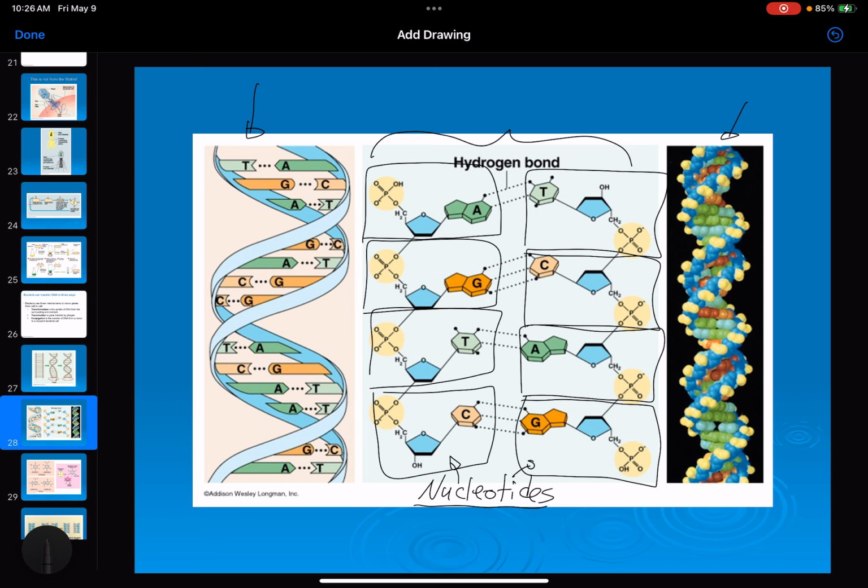Now the nucleotides themselves are made up of 3 parts. They all are made out of a phosphate. Right, you can see the phosphate here. They're all made out of a 5-carbon sugar. We call it a pentose for 5 carbons. That's this guy here. And finally, they're made out of a nitrogenous base.